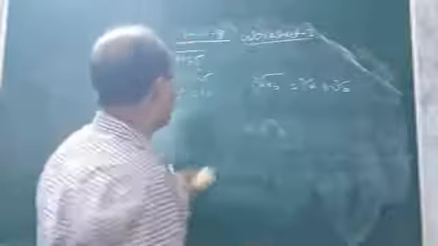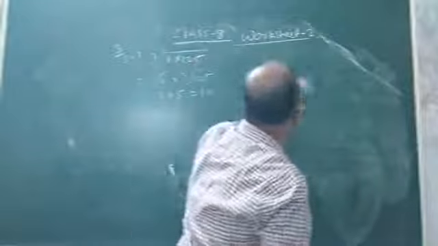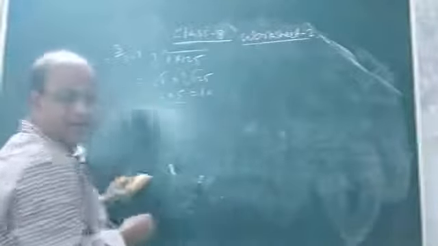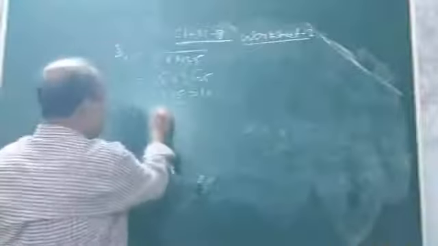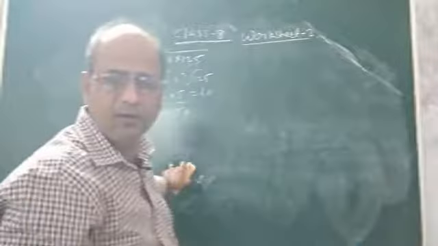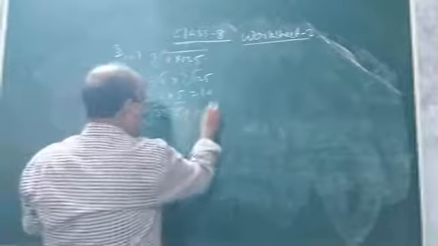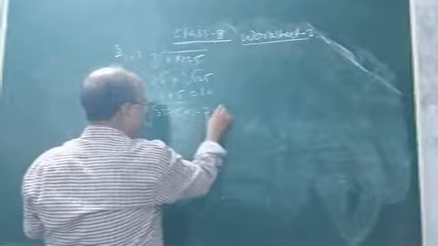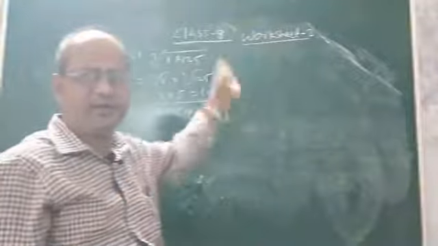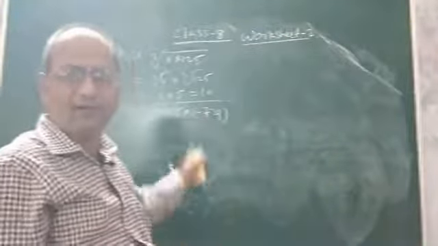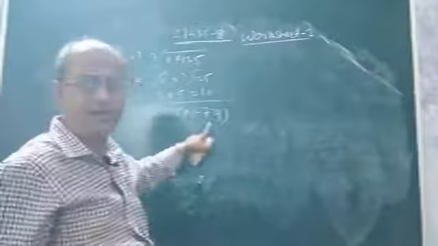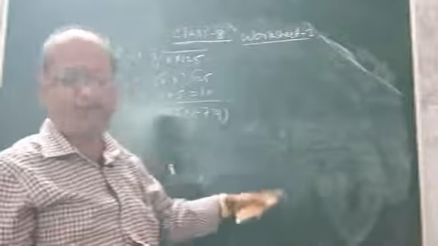Let us discuss another one. Suppose you are given a question like this: find the cube root of 3375 into minus 729. Children, if you multiply these two and find the cube root, just imagine how much time it will take. So to avoid that, we will use the formula which I just told you. This is A, this is B. Cube root of A into B is cube root of A into cube root of B.